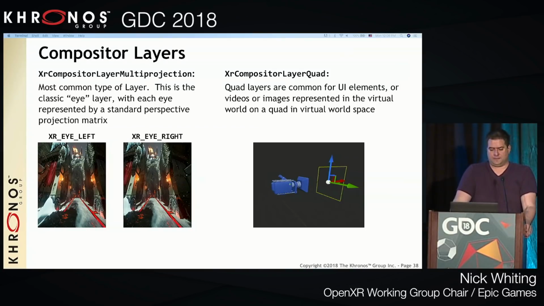The two most common types of compositor layers are the XR compositor layer multi-projection, which is basically your basic left eye, right eye stereoscopic one, and then the XR layer quad, which is the quad elements that just live in the world. But again, this is one where there's a lot of extensions currently, and we expect a lot of extensions to come up that allow you to do things like cube map layers, cylindrical layers, other types of layers that may require more specialized processing or only some runtimes may choose to support. But these two are core and fundamental to the spec.